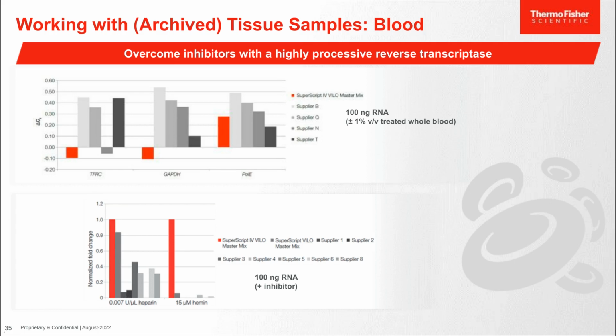Here we show how heparin and hemin can inhibit your RT-qPCR experiments. As you can see, some of the RT reagents used are more resistant to inhibition than others, analyzing on both whole blood samples as well as the inhibitors themselves. Just a reminder, please select carefully when deciding on a reverse transcription reagent to use with these samples.